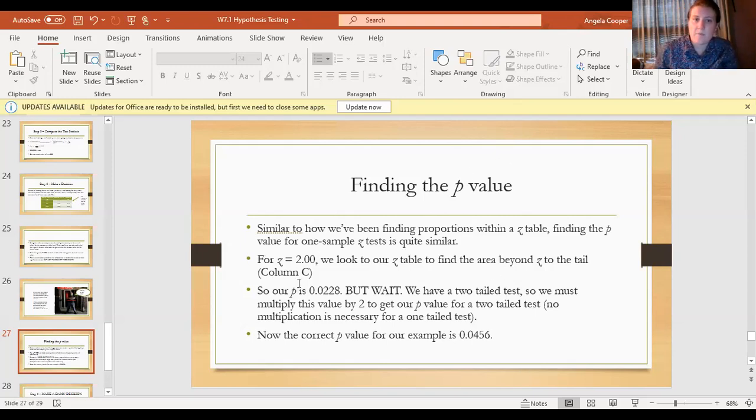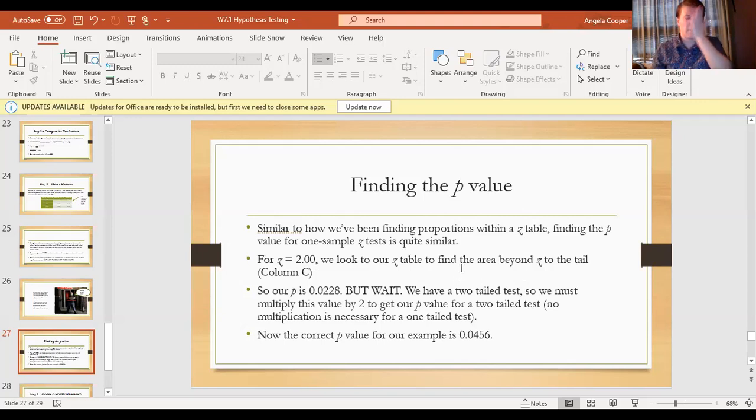We look at the table and the value in column C is 0.0228. However, since we have a two-tailed test, this is not the p-value. The p-value, we actually have to multiply by 2, since we split that p-value in the beginning to have 0.025 on one side and 0.025 on the other side. Well, now the value that we have in column C has to be doubled when we have a two-tailed test.